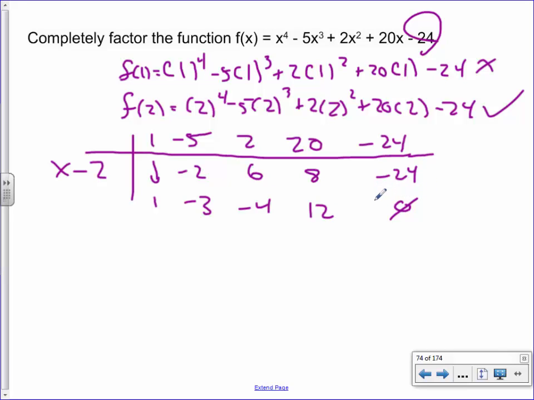So here's what we've accomplished so far. We've managed to break up f of x into x minus 2. And then working backwards, that's an x squared, and that's an x to the third.